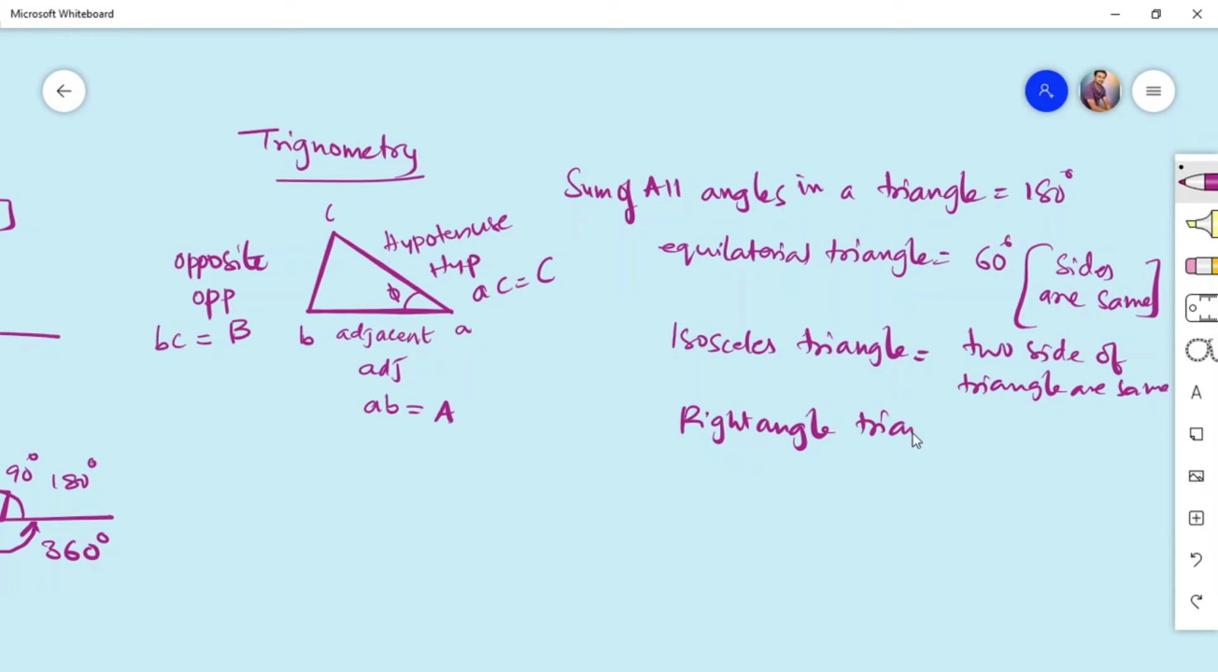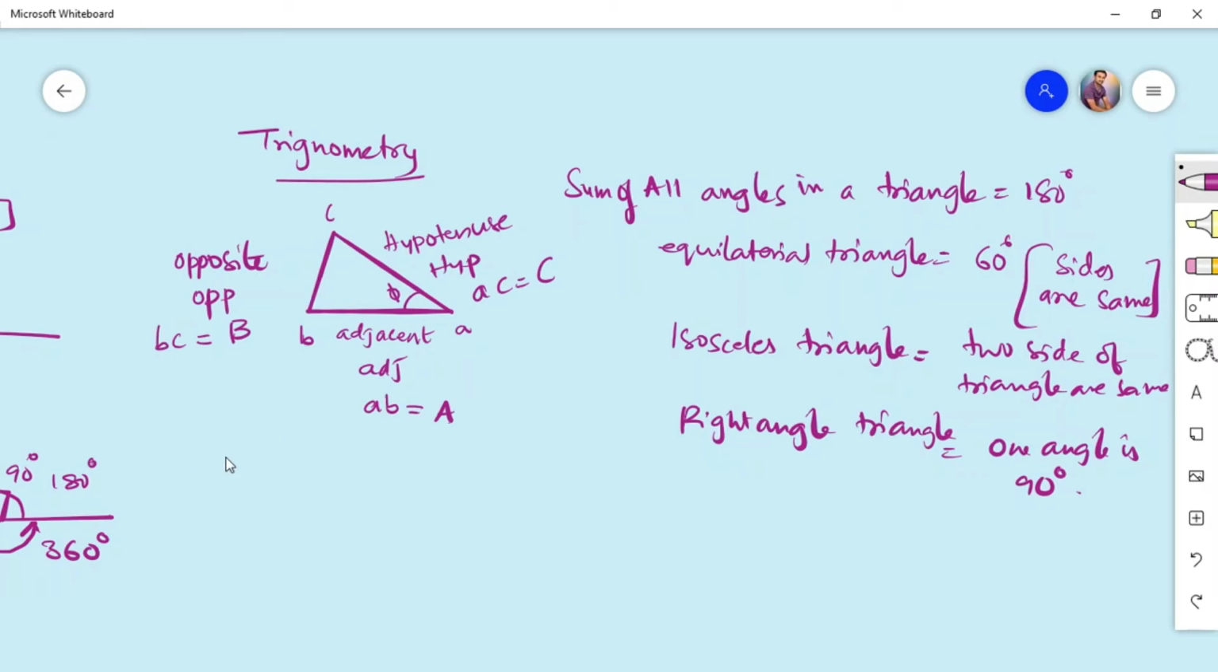Right angle triangle means one angle is exactly 90 degrees. One angle is exactly 90 degrees. So, in order to find any side of a triangle, we need to know either the angle of the triangle or the side, the distance of the side.